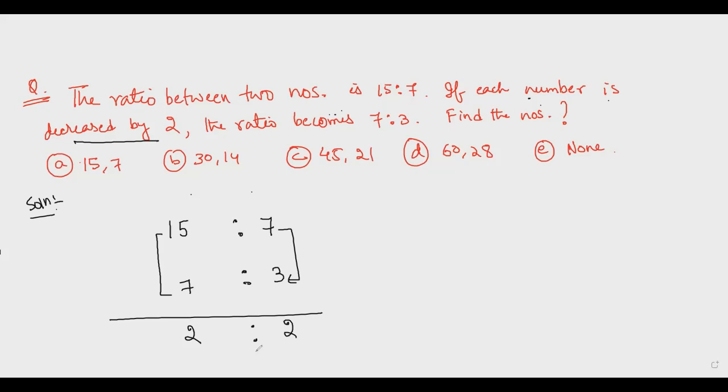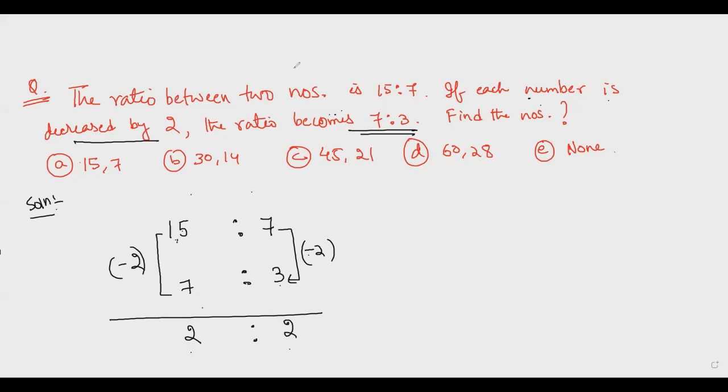The first initial ratio is 15:7. The new ratio is 7:3. But individually, 15 and 7 are not the numbers. These are the ratio. The difference is 2 in both cases. I don't get 2 here, it's the same, 1. Is that okay?